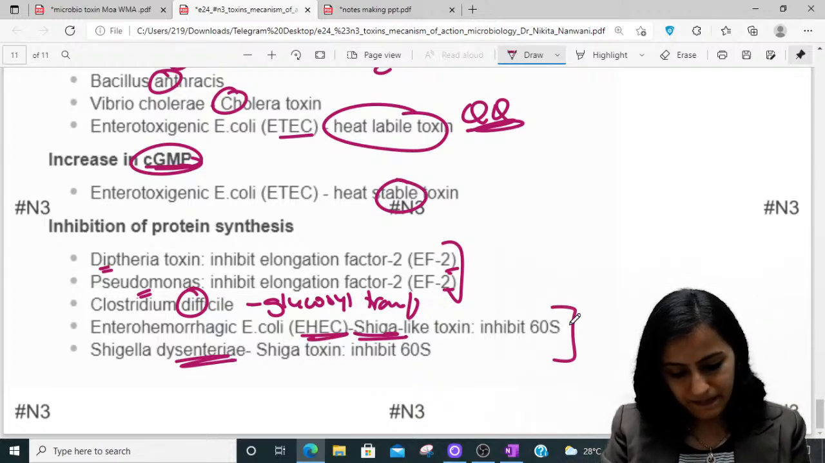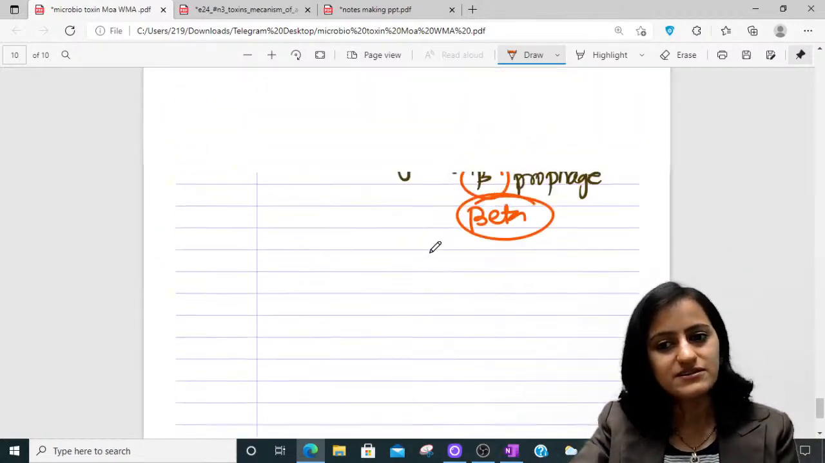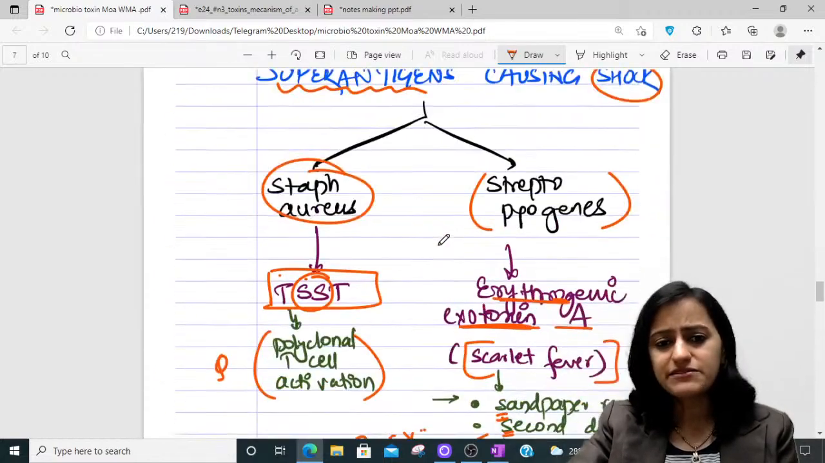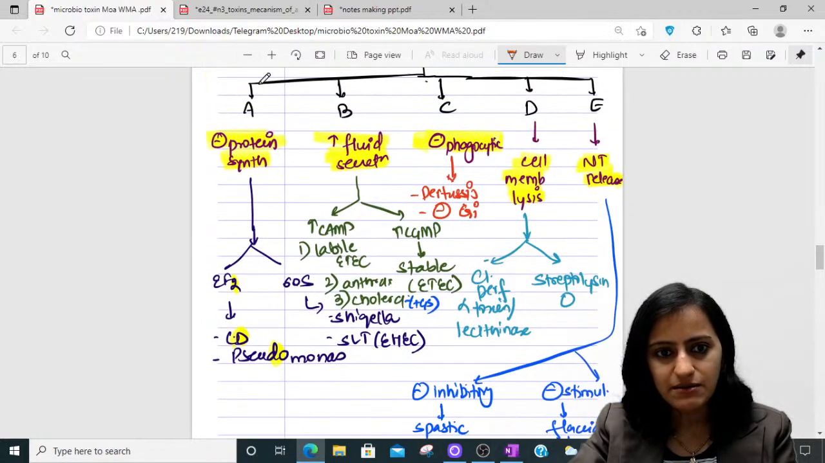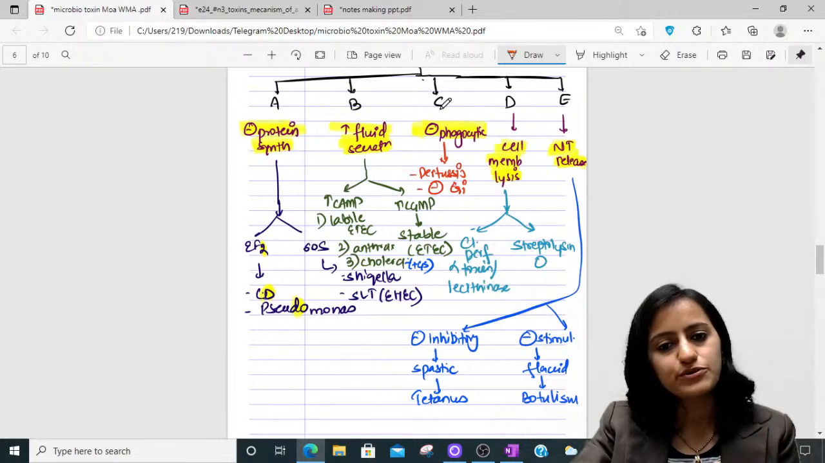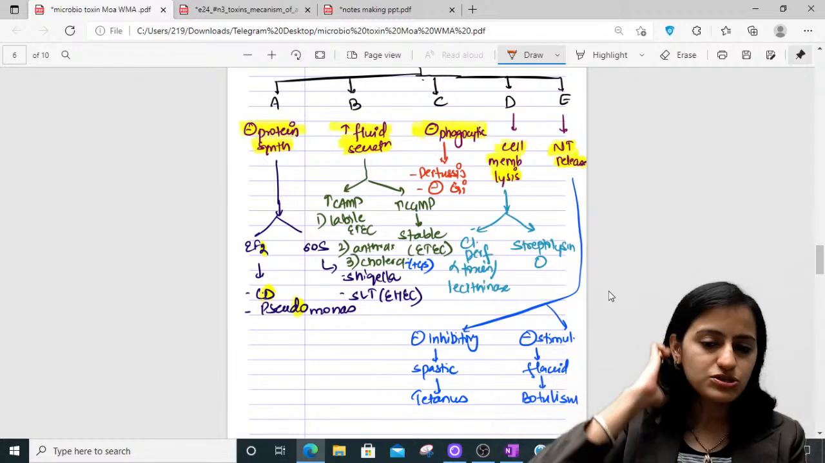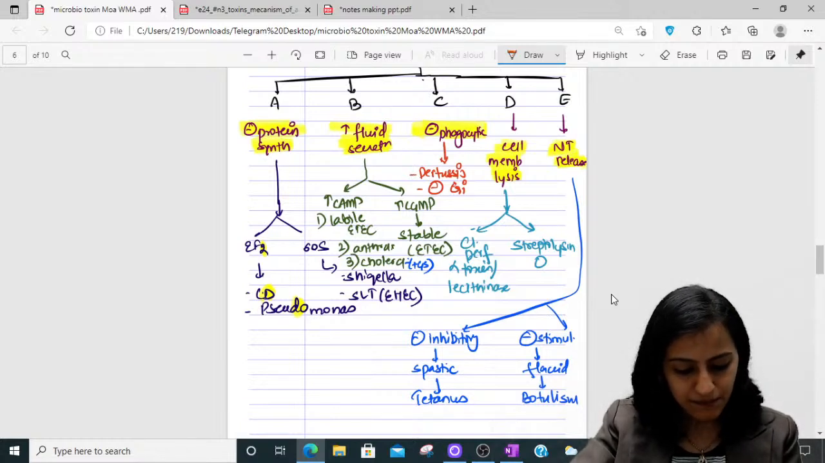Right? Yes, I'll share these notes, guys. You can quickly revise after this session itself. Today itself, revise these notes so that it's easy for you to remember these toxins' mechanism of action. On this page, you have the summary of all the toxins we have seen, exotoxins: protein synthesis, fluid secretion, phagocytosis, cell membrane, neurotransmitter. So in one page for exotoxins, this has been summarized. So you can definitely revise these, and I hope this will help you.